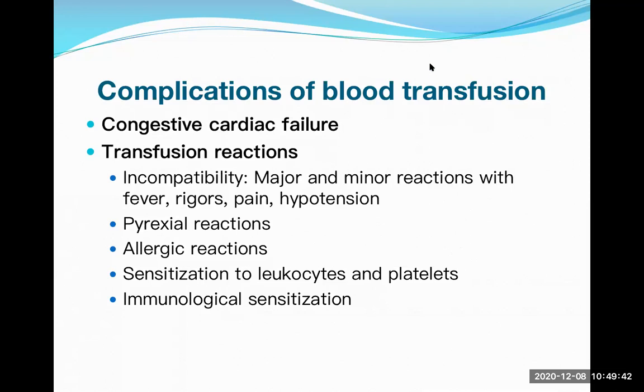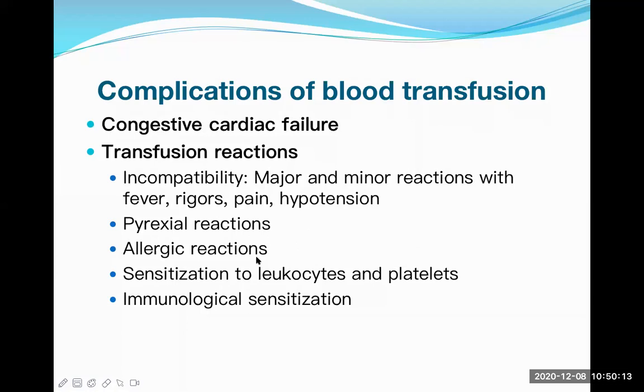Some minor types of reactions are also quite common, and they are fever, rigor, pain in the body and joints, and even a slight amount of hypotension. So these are easy to manage. And if hypotension is excessive, then we think about a major reaction. Another type of transfusion reaction is pyrexial reaction or fever. We can manage this by a simple NSAID like paracetamol. You don't need to worry much.